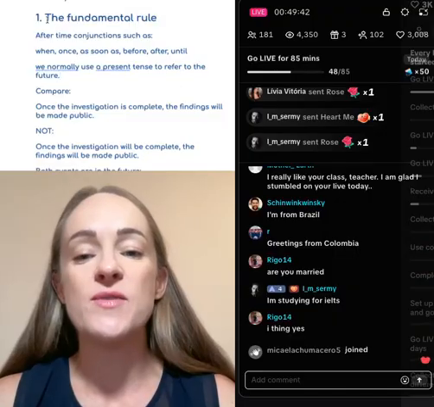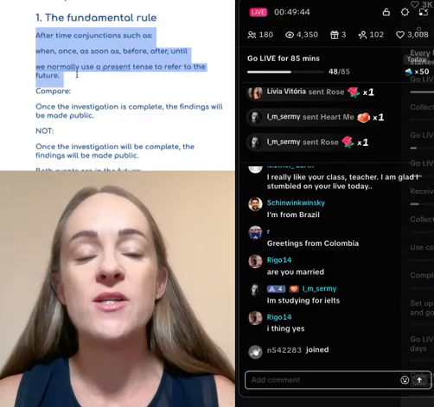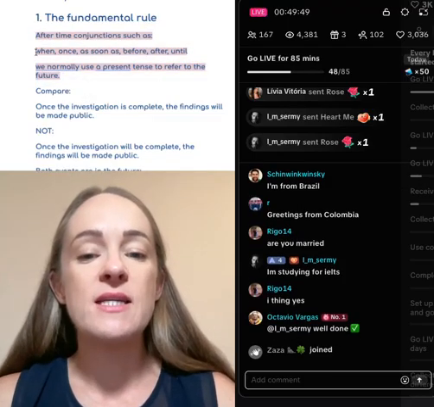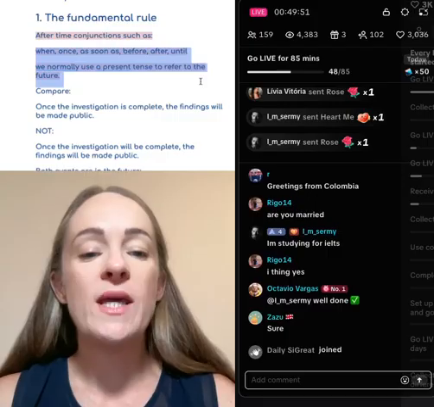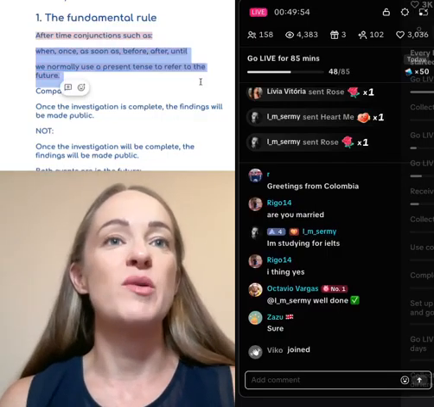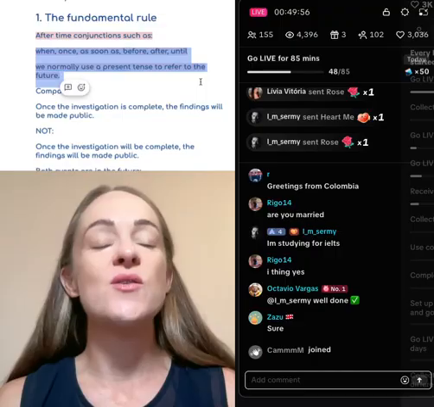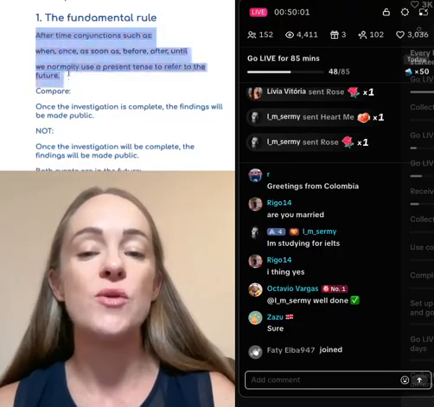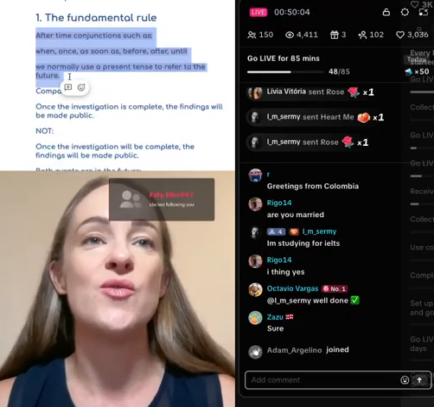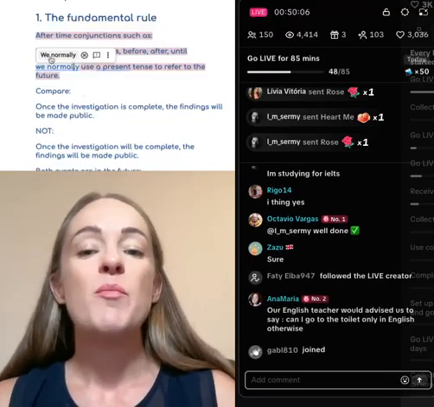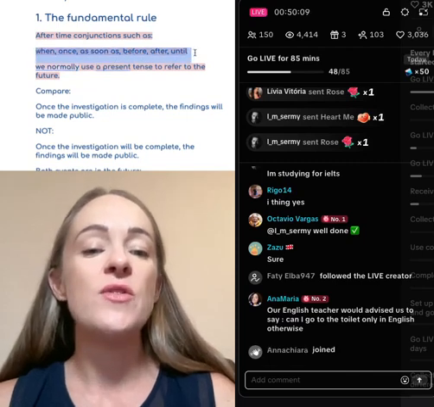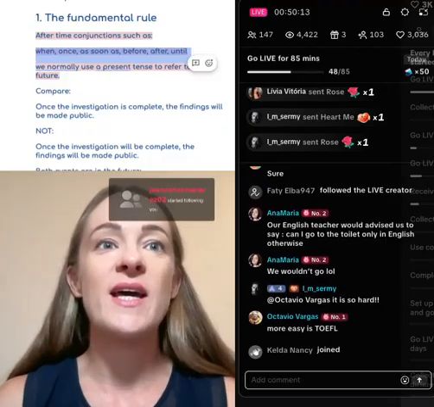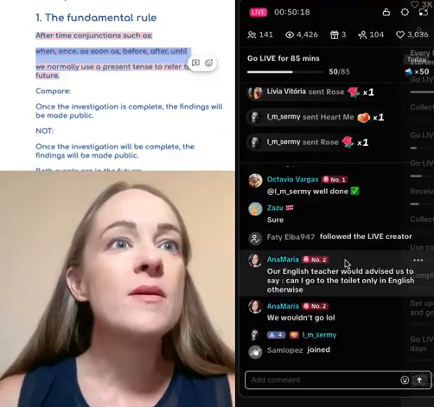So Zazu, if you are still here, this is really interesting for you, okay? Look. After these conjunctions, we normally use the present simple. Zazu, this is a rule. I think you were confused. This is a rule you can write down in your notebook or take a screenshot, okay? Because after these, even though we're speaking about the future, we use the present. It's just a rule.